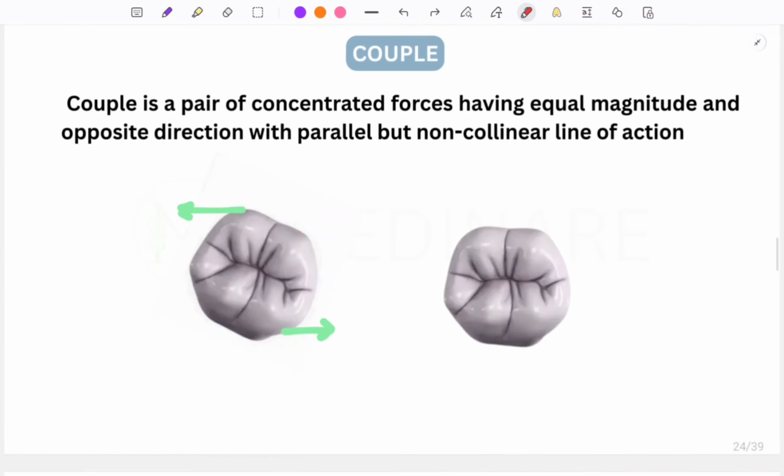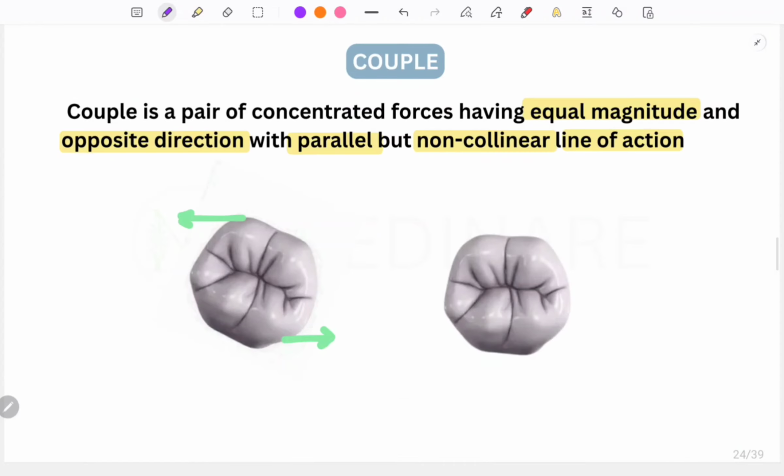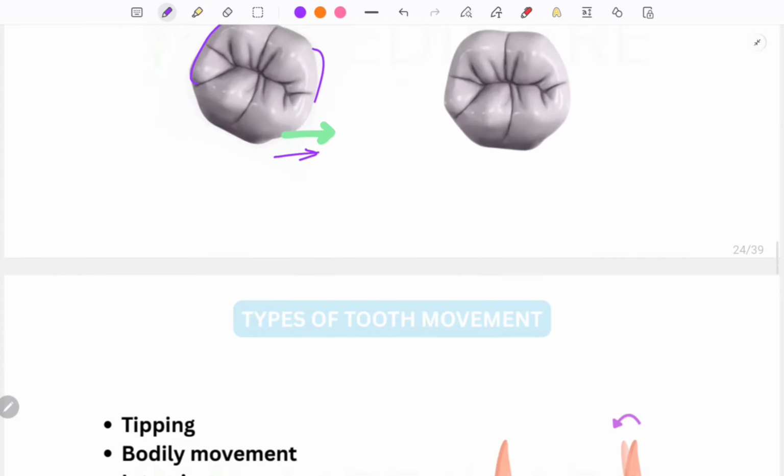So couple is a pair of concentrated force having equal magnitude and opposite direction with parallel but non-collinear line of action. These two lines of actions are not going to meet anywhere. Even if it goes like this, they will always remain parallel. We give couple to actually derotate the tooth. A tooth which is rotated, we will give one force in this direction, another one in this direction, to just derotate a tooth. We need couple.